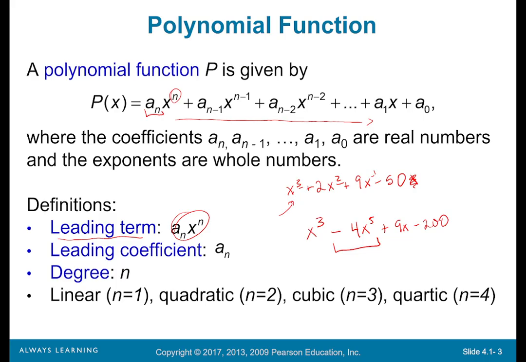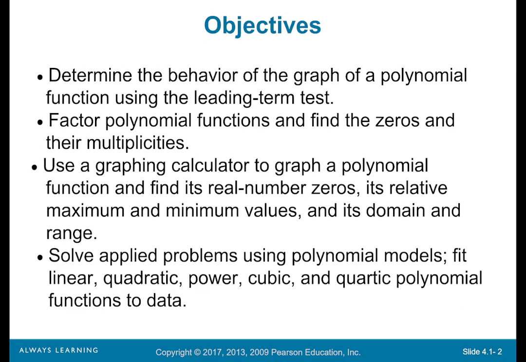Our leading coefficient is the number that's right in front of that largest exponent. So in this example, that's negative 4. And then the degree is, of course, that exponent that sits in that leading term, the degree n.